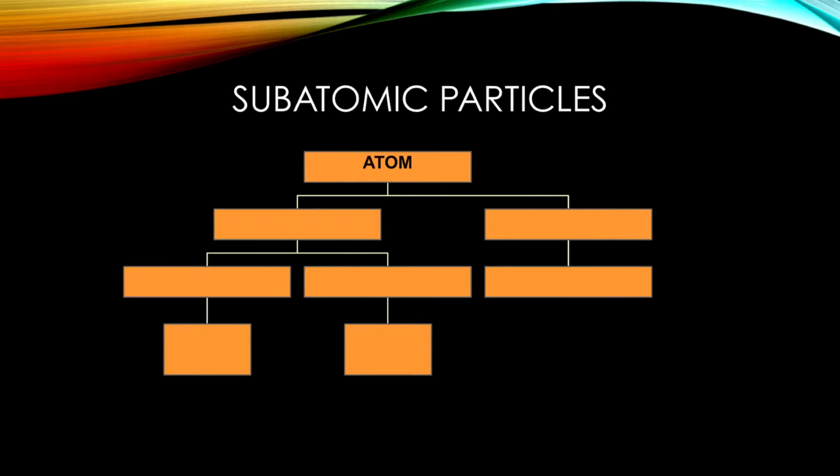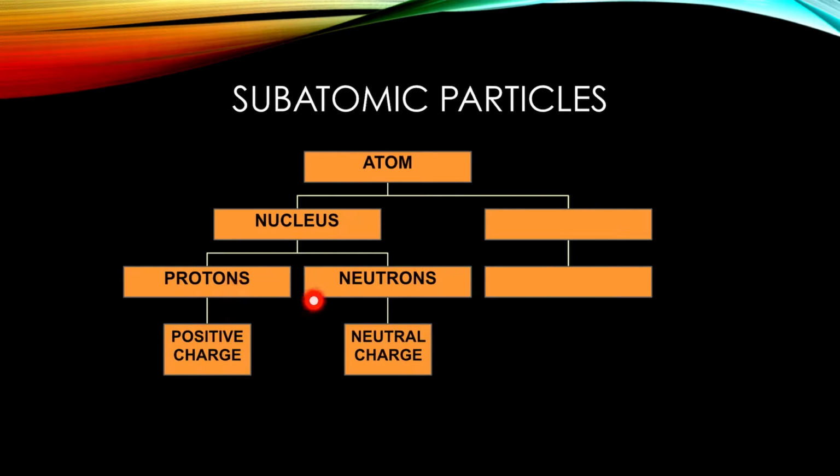You've probably talked about subatomic particles before, but I want to make sure we go over them. First of all, the word subatomic is going to mean smaller than the atom. The first subatomic particle is the nucleus, which contains two subatomic particles called protons and neutrons. Protons have a positive charge, neutrons have a neutral charge. The atom also consists of electrons. Electrons are not part of the nucleus, and they are around the outside with a negative charge.